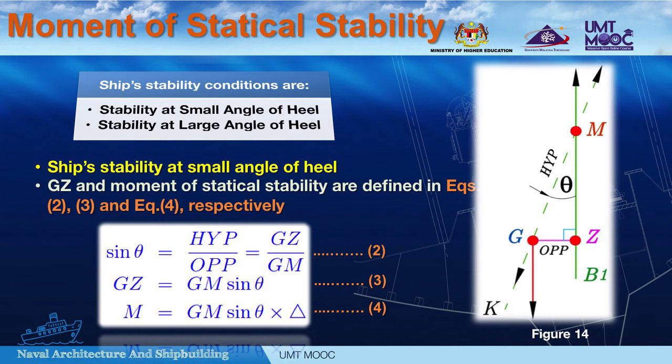Therefore, the moment of statical stability for small angle of heel is the product of the righting lever multiplied by the ship displacement as expressed in equation 4. It should be noted here that the equation of the righting lever GZ in the case of small angle of heel is obtained as GM times sine theta, as also written in equation 2.